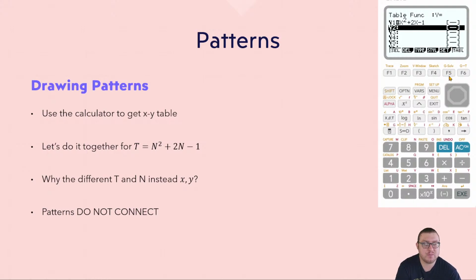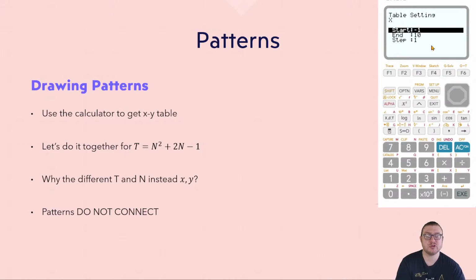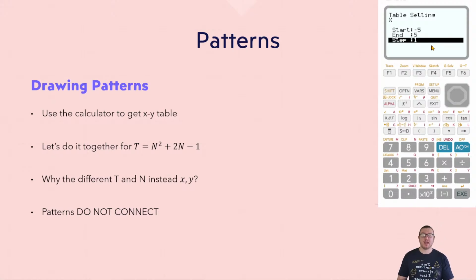For this, we need to press the F5 button, set. So we're going to set the table and we want to start at -5 and end at 5 itself. Now it's going to ask you for a step. Well, the step tells you how often it will calculate those values for you. If your step here is 1, it will calculate for -5, then -4, -3, -2, and so on, all the way until 5. If your step is 5, it's just going to jump. So it's going to do -5, 0, and 5, nothing else. Let's keep it at 1.